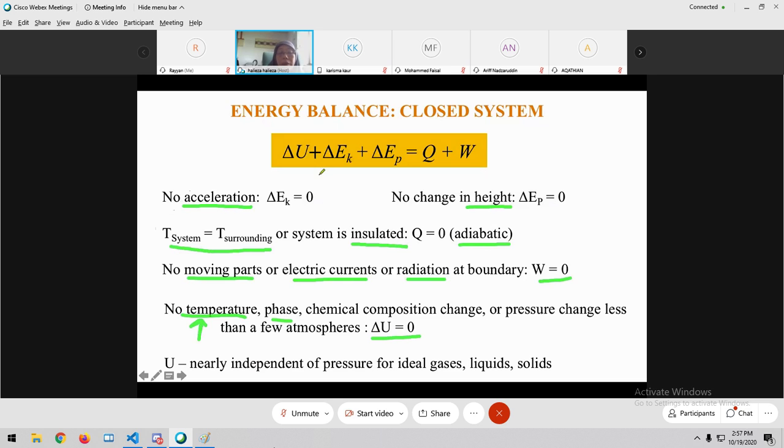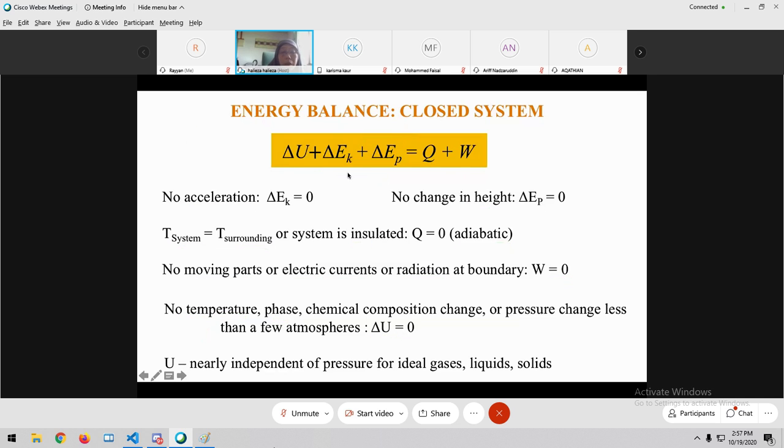Right? So sometimes it's specified in the question, assume that kinetic energy is negligible, potential energy is negligible. So when kinetic energy is 0 and potential energy is 0, you cancel that off, you end up with only internal energy equals heat plus work. That's easy.